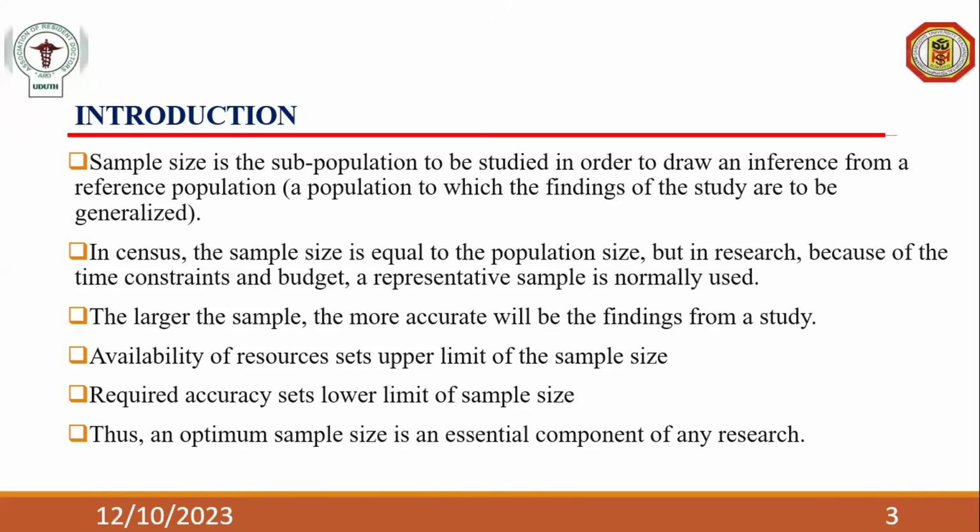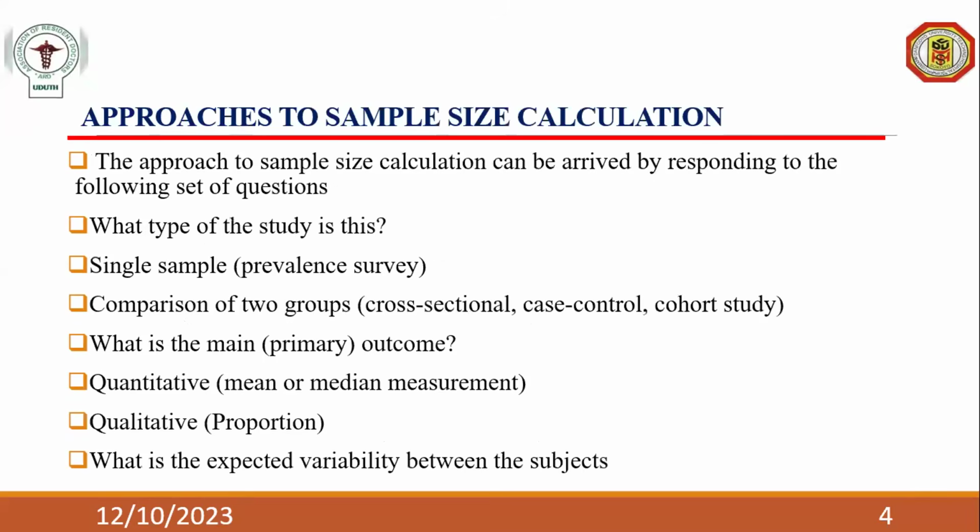So availability of resources sets the upper limit of the sample size, but nevertheless, if you can study the general population, everybody in the population, that is the most important. That is the main thing. If you can study everybody, but because of constraints in finances, manpower and other things, then you have to calculate the optimal sample size which you are going to use in order to represent this population.